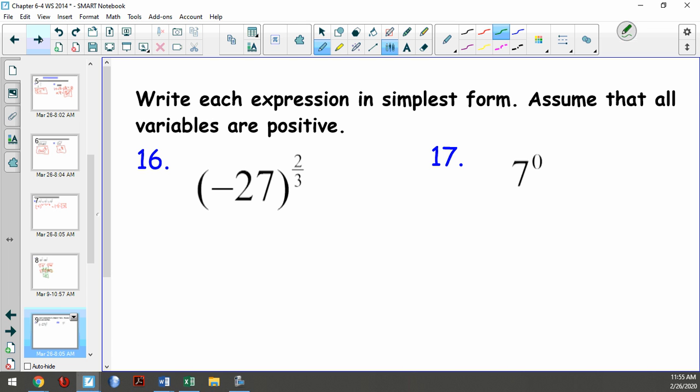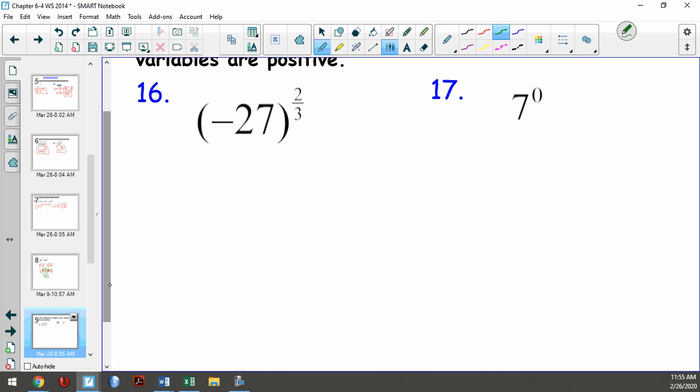Now, if I'm looking at number 16, this is -27 in parentheses raised to the 2/3 power. Does my brain understand fractional exponents? No, so we're going to translate this and put it into radical form. So I'm going to have the root symbol. Negative 27 is on the inside in parentheses. My power is a 2. My root is a 3. Now, answer this question. If I take any number and I square it, what happens to the number?